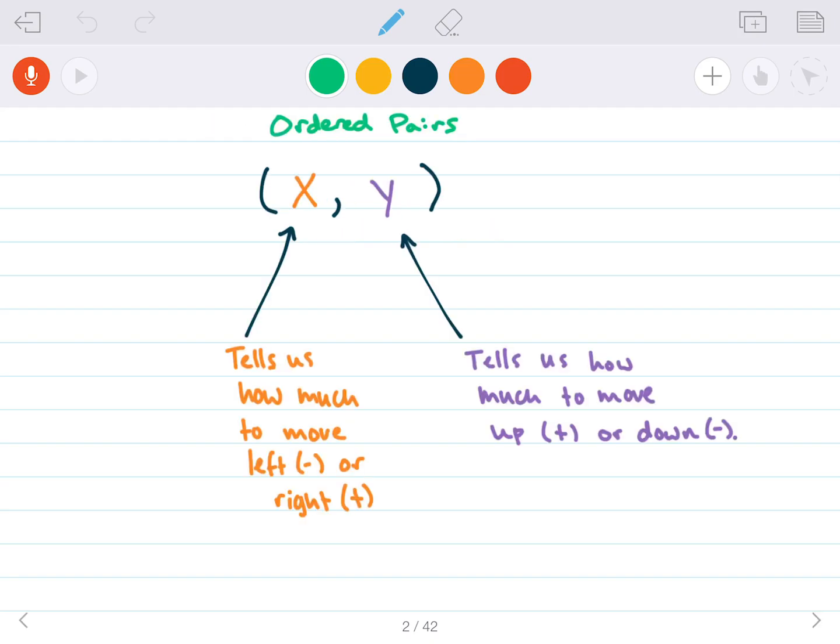Okay, so what is an ordered pair? An ordered pair has two parts. It has one number that is in the first position called x, and then it has a second number in the second position called y. And x lets us know how far to move left or right. If it's a negative number, it tells us to move left. If it's a positive number, it tells us to move right. And the second number is y, and that tells us how much to move up if it's positive or down if it's negative. So the first number, left and right. Second number, up and down.